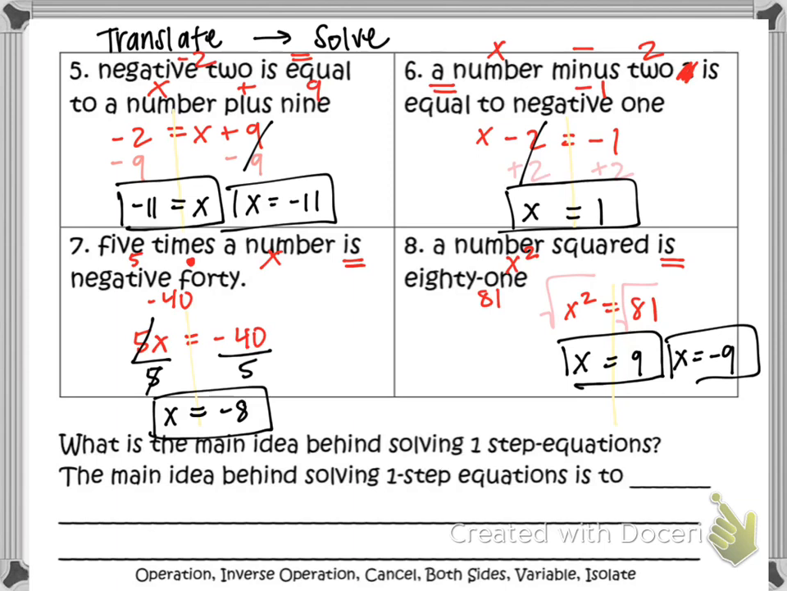All right, and then just to check for understanding and kind of connect things together, what is the main idea behind solving one-step equations? And on the bottom, you guys see a little answer bank. You guys can use the words operation, inverse operation, cancel both sides, variable, and isolate. So go ahead and try to write your own equation first and then compare it to mine.